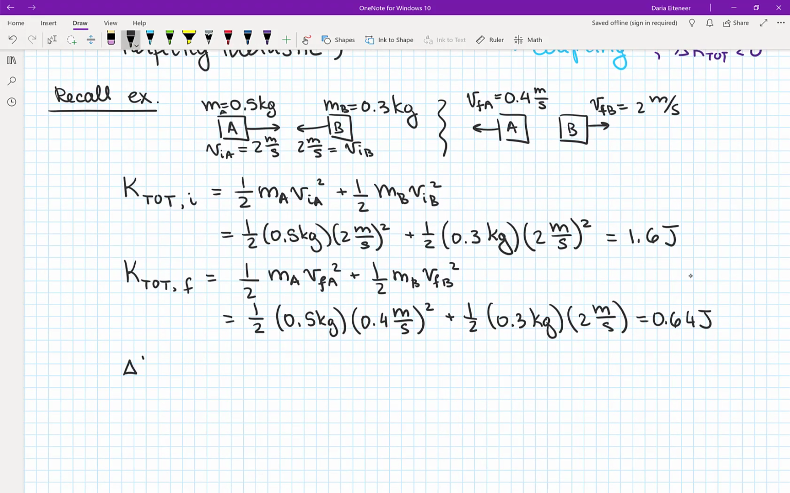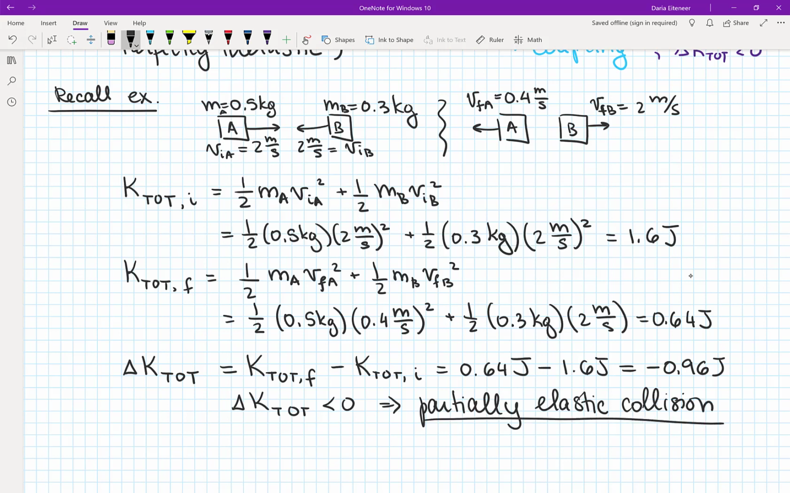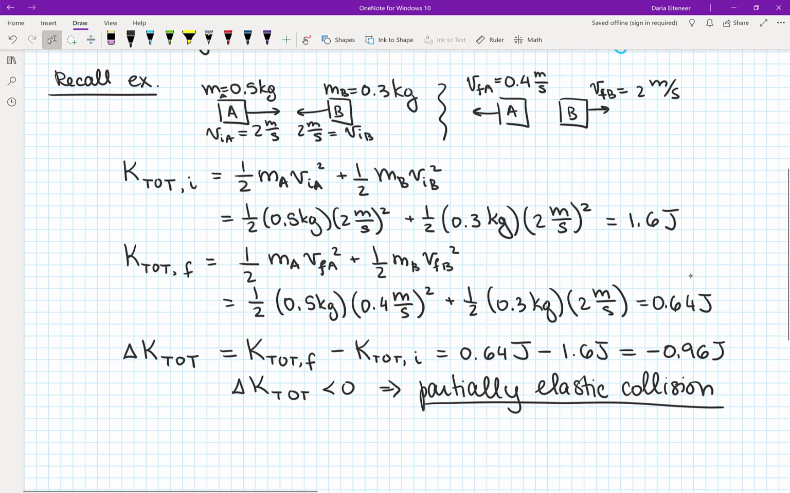So let's calculate delta K total. This is going to be the total final kinetic energy minus the total initial kinetic energy. So 0.64 joules minus 1.6 joules gives us negative 0.96 joules. Since we got this change in kinetic energy to be less than 0, this tells us that this is a partially elastic collision, or you can also say partially inelastic collision. So that's how you can classify collisions. If there is no coupling, you have to go through this process of figuring out what delta K total is.